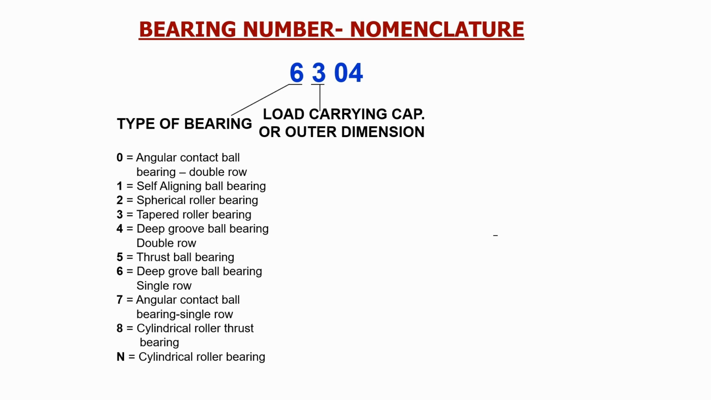The second digit specifies the bearing's load carrying capacity or the outer dimension of the bearing. The codes are 0. Extra light load. 1. Light load. 2. Medium load. 3. Heavy load. 4. Very heavy load.